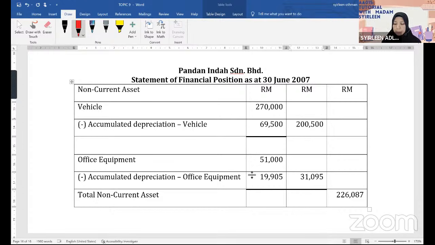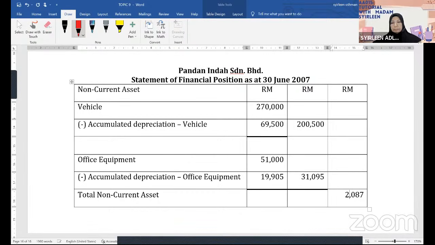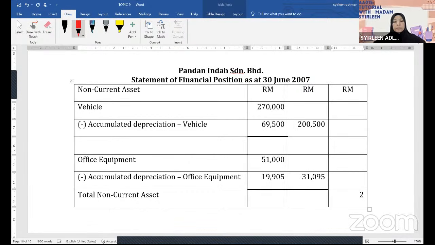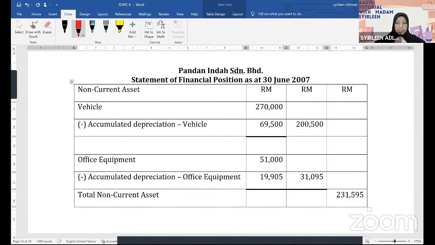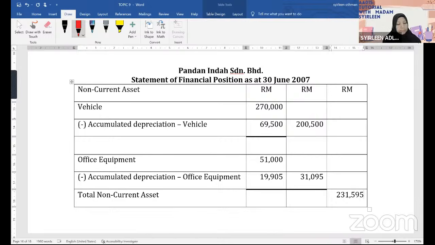Okay, so kita campur dua. Okay, kita akan dapat 231,000. Okay, 595 ringgit. Okay, altogether. Right, so your office equipment is 51,000, that is to the date, okay, after the disposal.